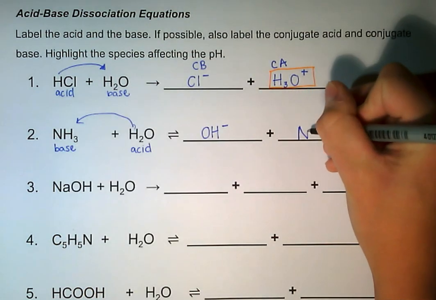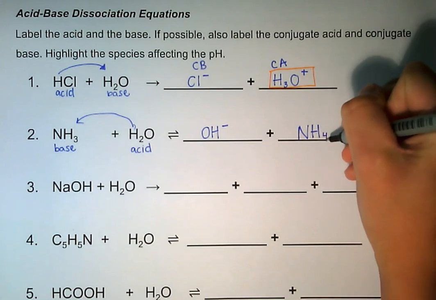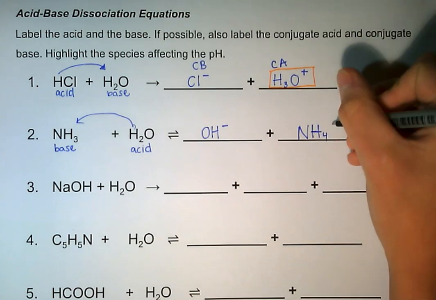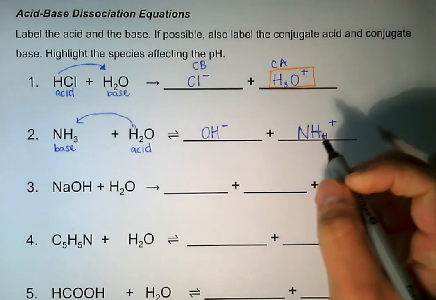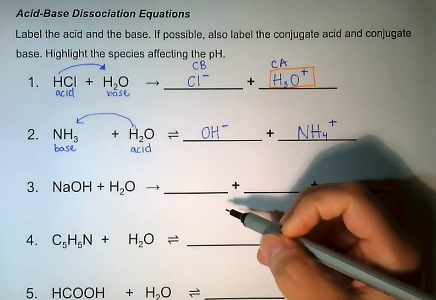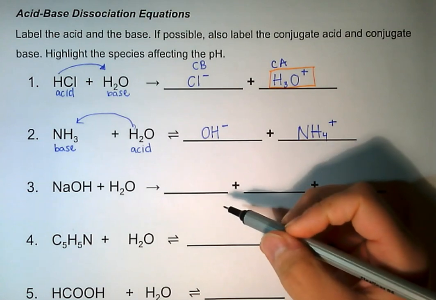So we're now going to have NH4, and because it gained an extra positive charge, it will have a positive charge overall. Now we need to decide which one's our conjugate acid, which one is our conjugate base.